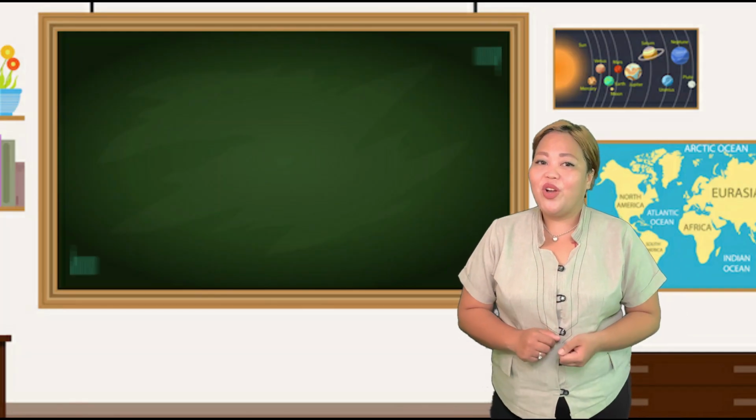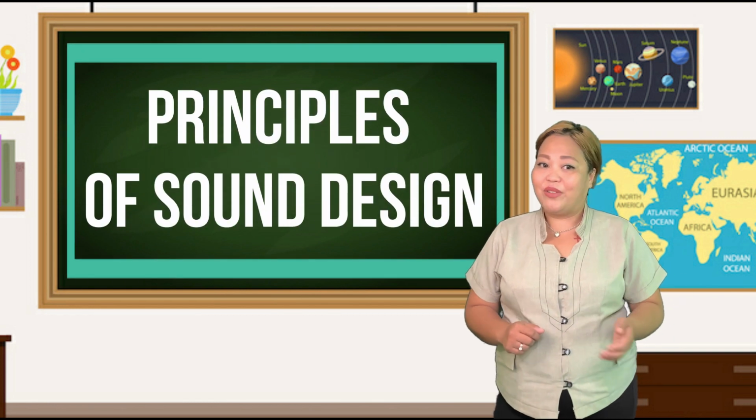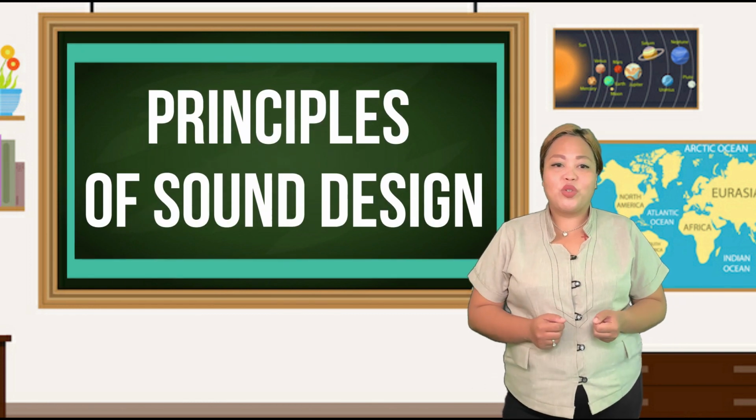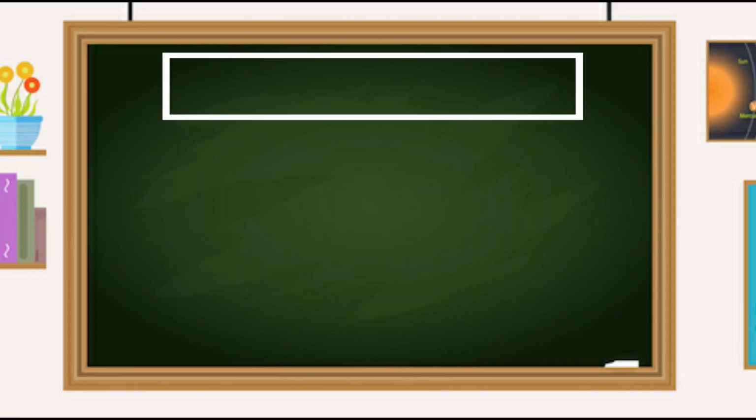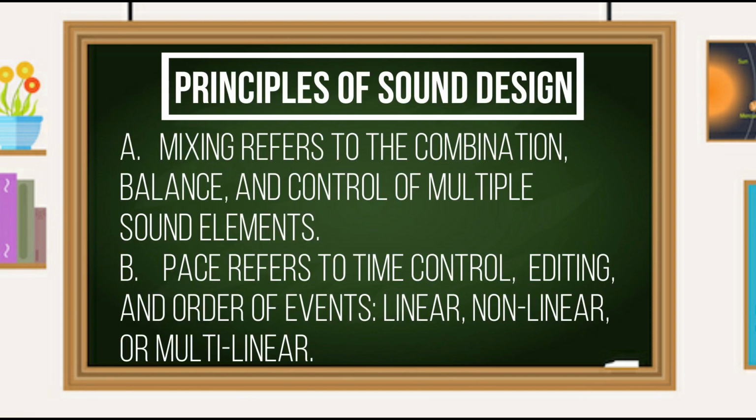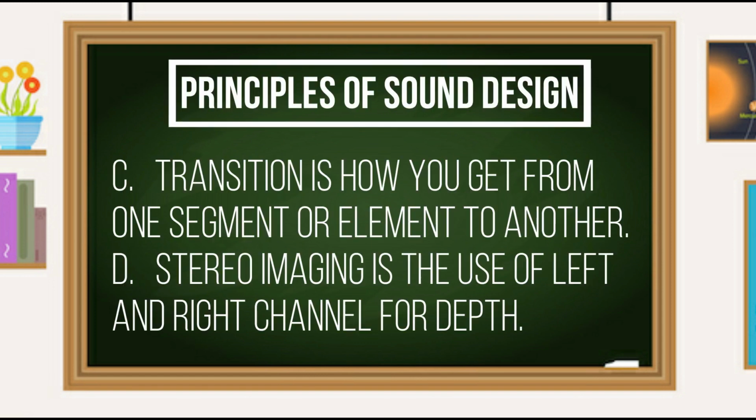Class. Audio information also has its own set of principles in sound design. Here are the techniques to combining the different elements or objects. Mixing refers to the combination, balance, and control of multiple sound elements. Pace refers to time control, editing, and order of events. It can be linear, non-linear, or multilinear. Transition is how you get from one segment or element to another. Stereo imaging is the use of left and right channel for depth.